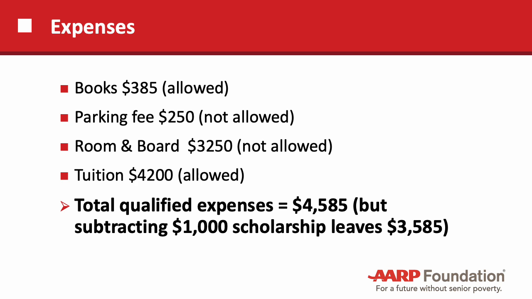Just expenses to show what's allowed, not allowed. A couple of examples. So the books of $385 were allowed. If Shannon had a parking fee of $250, that would not have been allowed. Room and board's not allowed at all. The tuition was allowed. So again, the total qualified expenses were $4,585, but subtracting the $1,000 scholarship leaves $3,585.